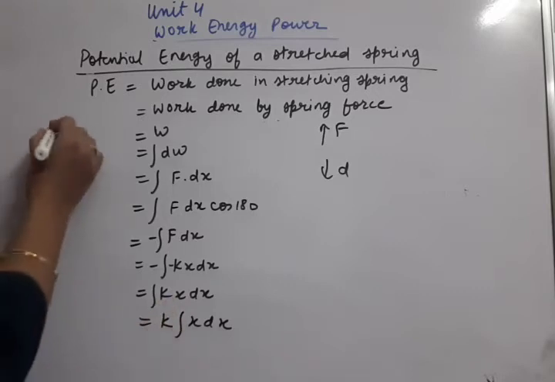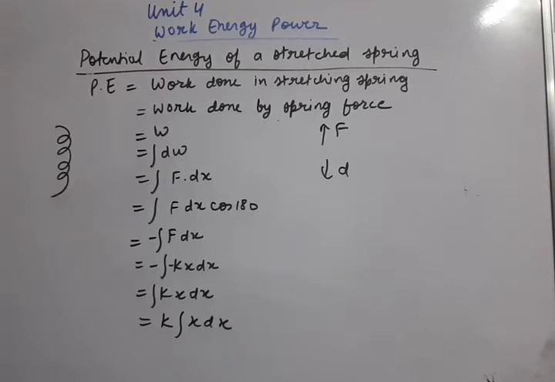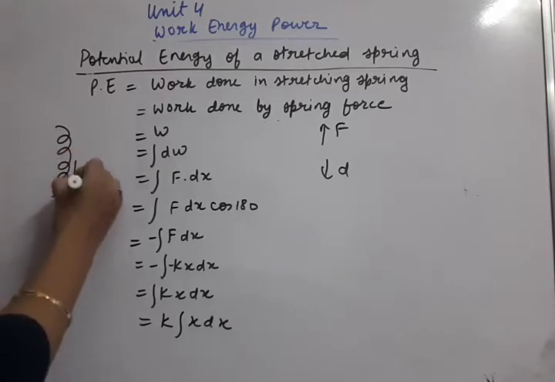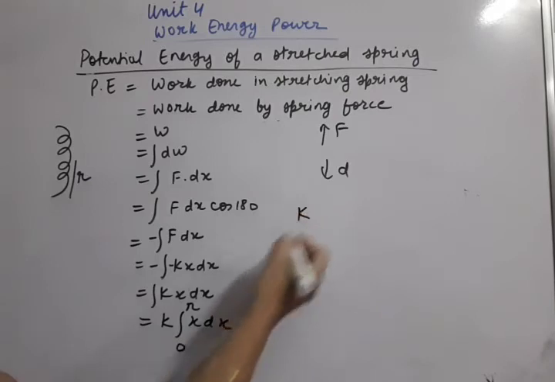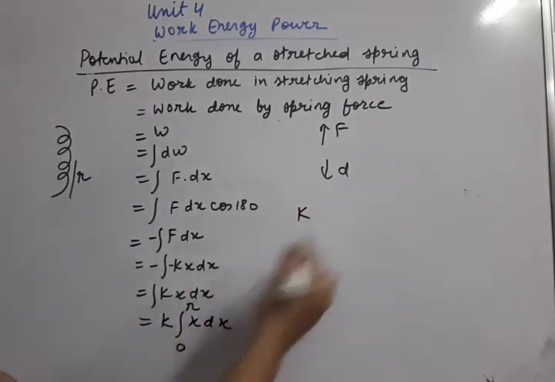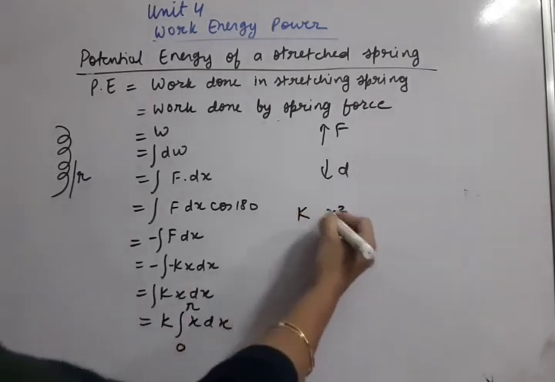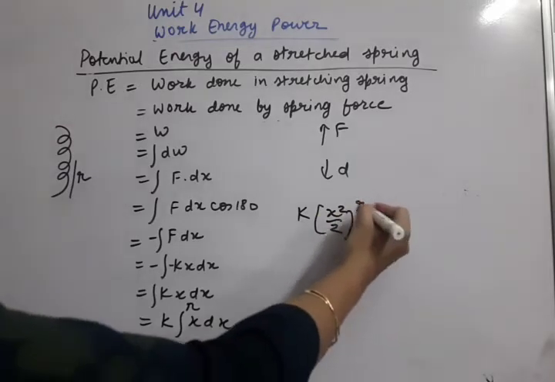Suppose the spring is extended. Suppose this spring is maximum extended by R. R is the maximum extension. So we will put the limits here, 0 to R. So finally, if we solve this integration, k is out. The integration of x dx is x square by 2, and limits are 0 to R.